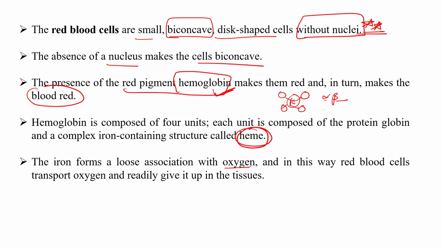So what is the function of hemoglobin? One of the functions is to transport the oxygen. How does it transport oxygen? The iron present in the heme unit of the hemoglobin forms a loose association with oxygen, and in this way red blood cells transport oxygen and readily give it up to the tissues, because the association is loose and therefore it can easily provide the oxygen to the tissues.